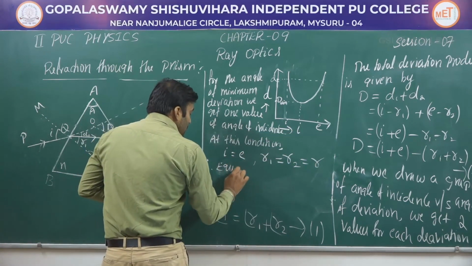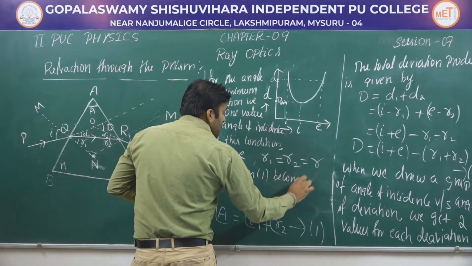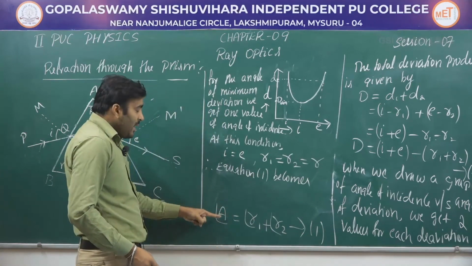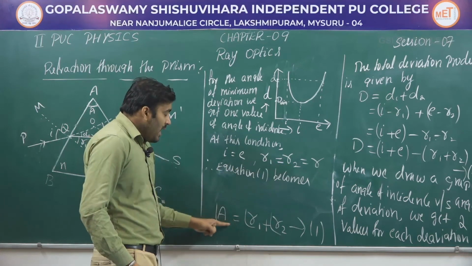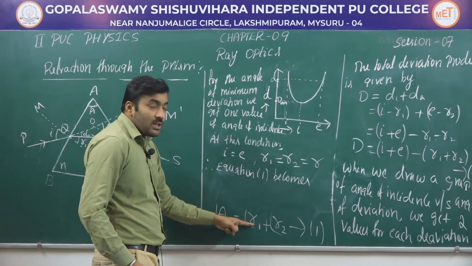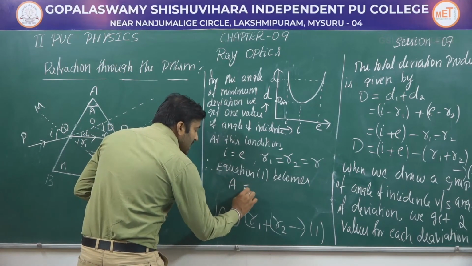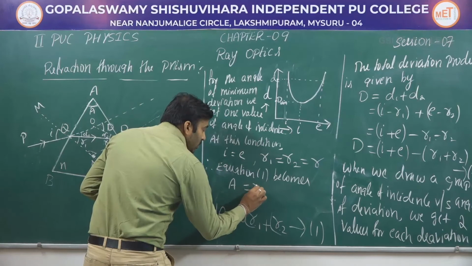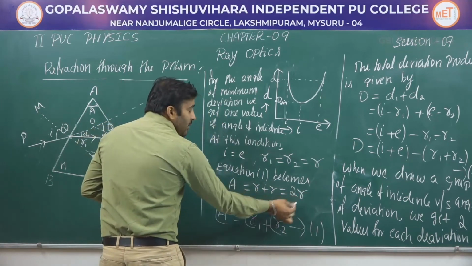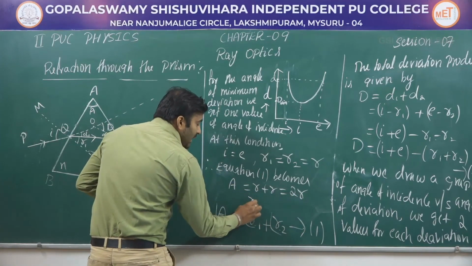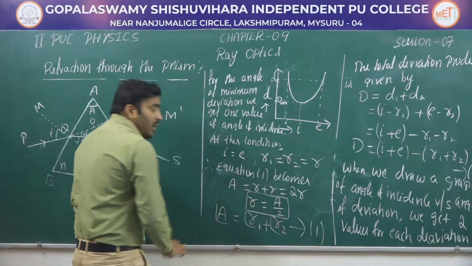So what will we get now? Equation 1 becomes, angle A is equal to R1 plus R2. Since R1 and R2 are equal, A is equal to r plus r, which is equal to 2r, correct? Therefore, if I write the value of r, what I will get is r is equal to A by 2, correct? r is equal to A by 2.